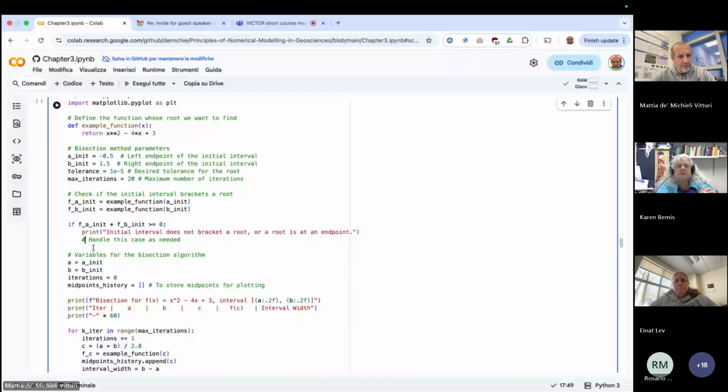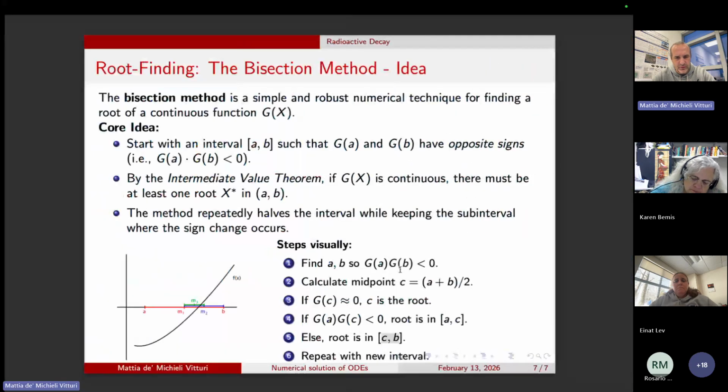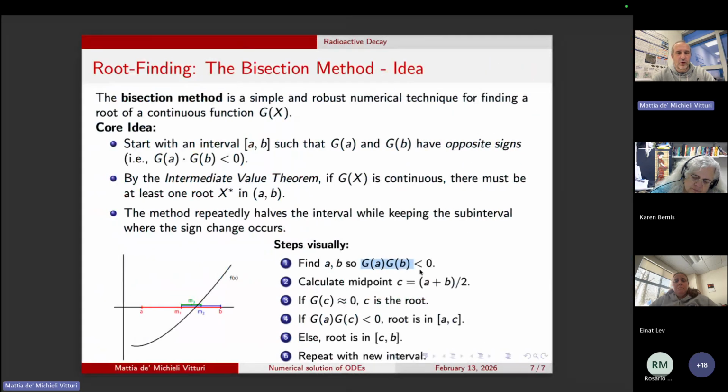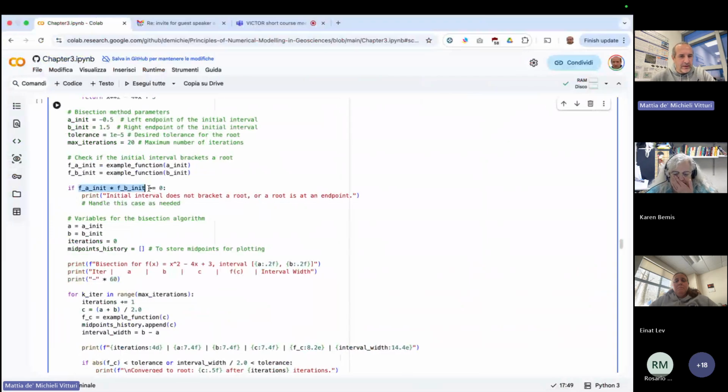Then we check, first of all, the product, so this condition, that only if one side is negative and the other is positive, we can apply this algorithm. So if the product is greater than 0, then we have a problem because we cannot find the root, the 0 there. Otherwise, we proceed. We initialize with these two values.